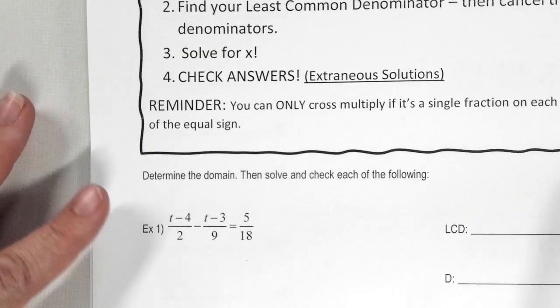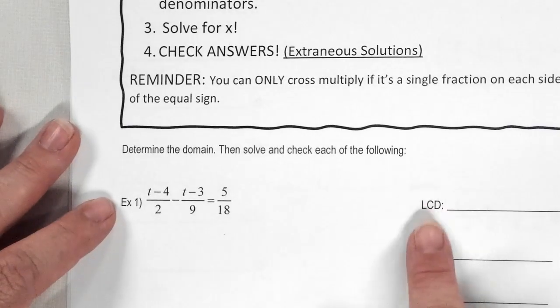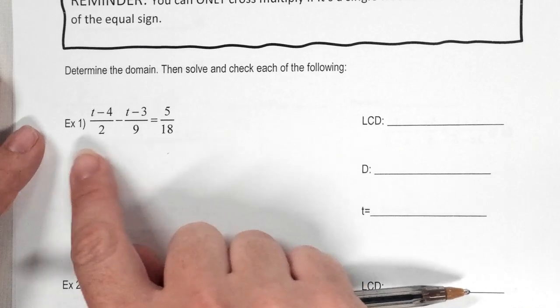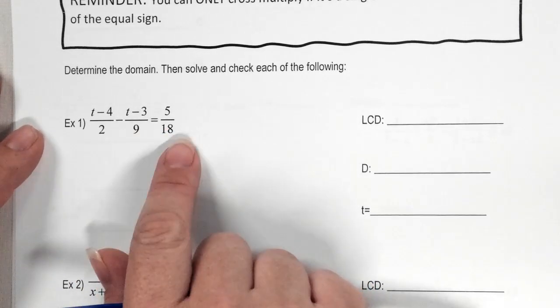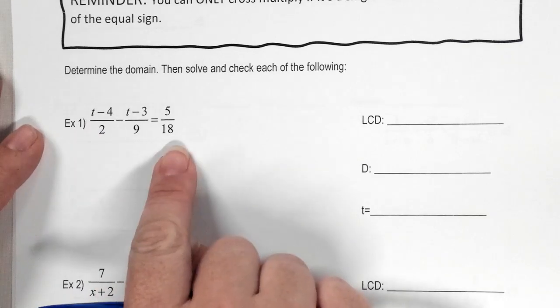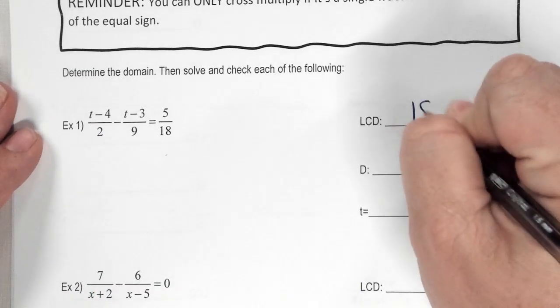Okay, so let's look at number 1. First things first, we want to find our least common denominator. Now, we look at our denominators, and I have 18 as the biggest one. Can 9 turn into 18? Yeah. Can 2 turn into 18? Yeah. Then 18 is my LCD.